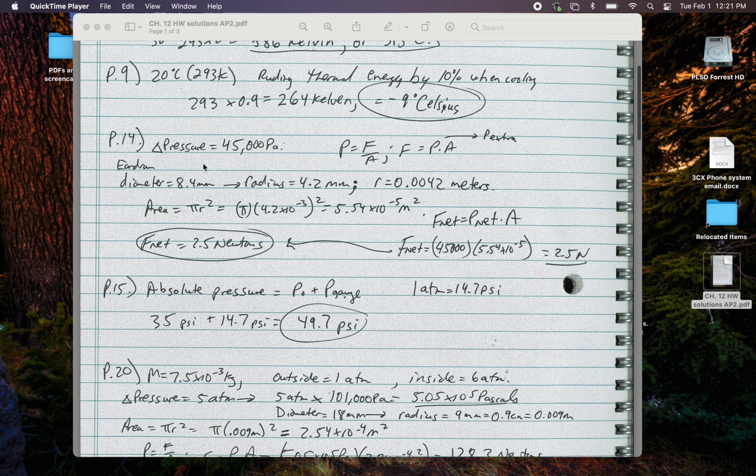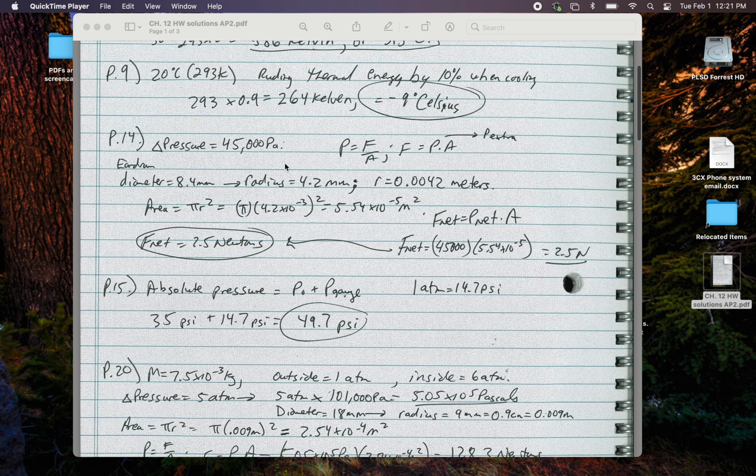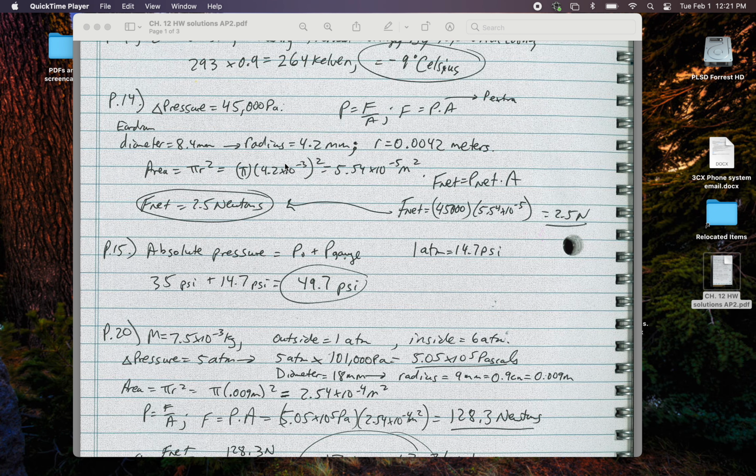In this case, we have a difference in pressure between the inside and outside of the eardrum, that's what that word is supposed to say, of 45,000 pascals. That's all we're looking at as the differential in pressure. So we rearrange this formula. Force is pressure times area. So the area of the eardrum we get by pi r squared. We've got the net force, so we're going to find the net force, and that's about 2.5 newtons.